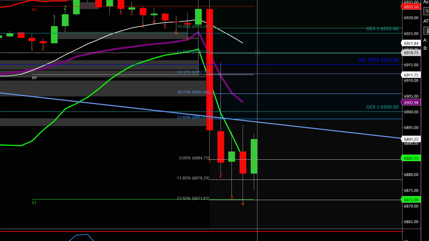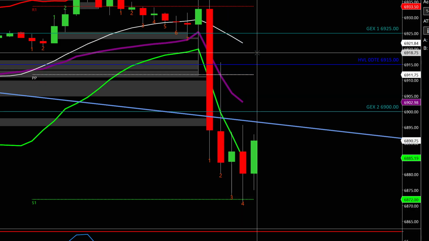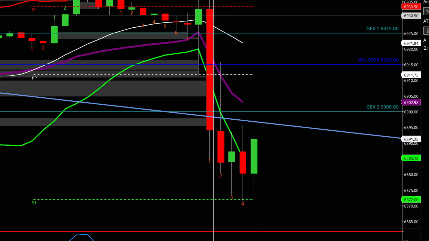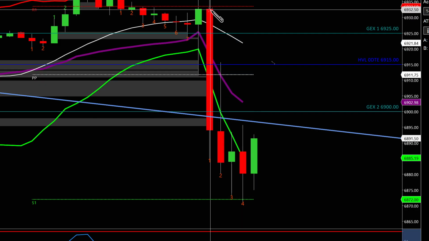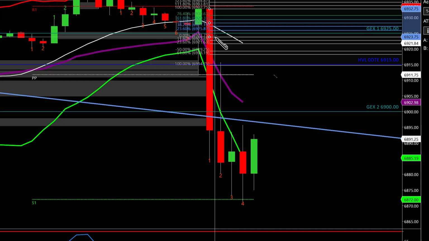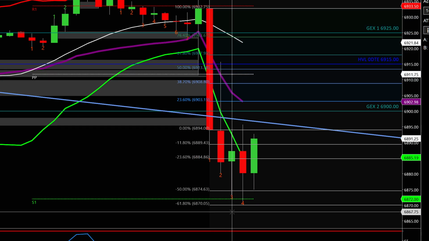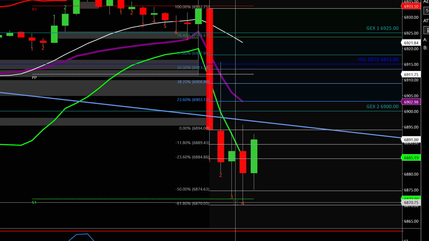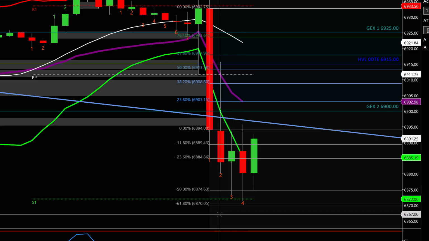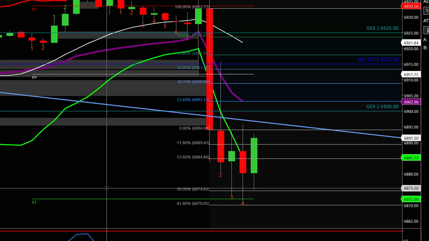Now, there's another way to mark the big-ass candle, and that is just the body. So this open to this close. And where do we make? Well, we made between the 50 and the 60 move there.